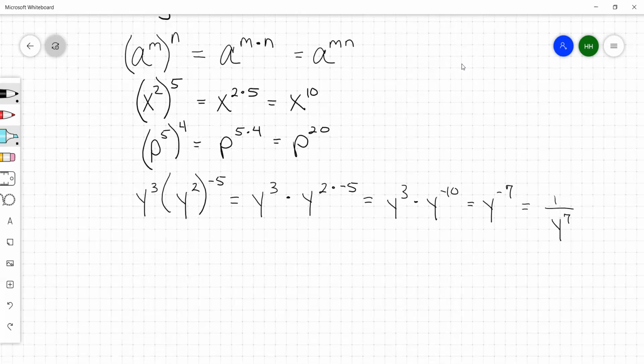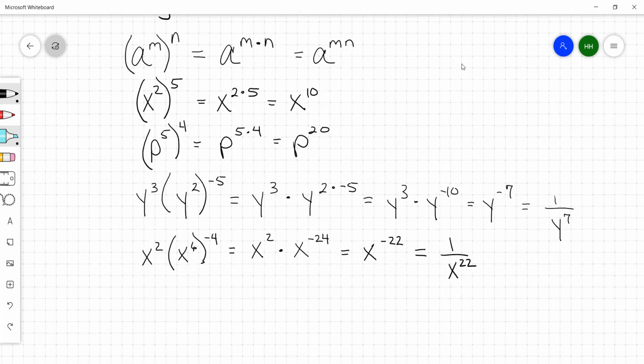Just like if we had x squared, and it's multiplied by x to the 6th raised to the negative 4 power. So what you end up with is x squared times x to the negative 24th. And now your bases are the same, so you're going to add the powers. So you've got x to the negative 22nd. And then in simplest form, that becomes 1 over x to the 22nd power.